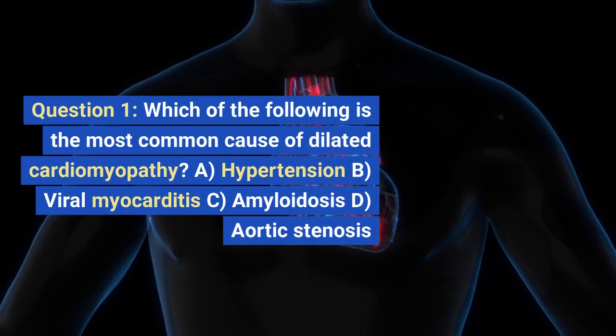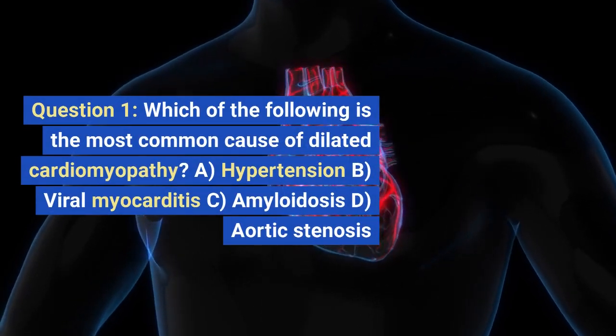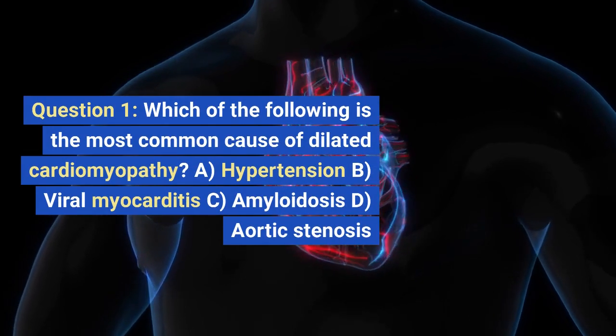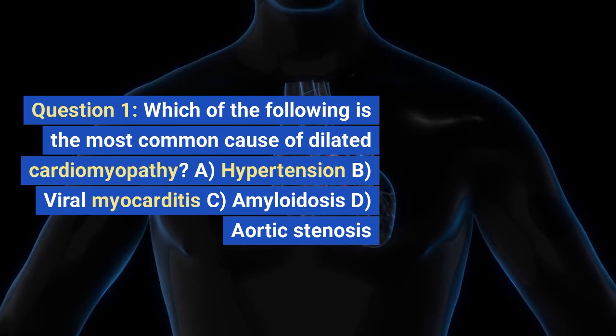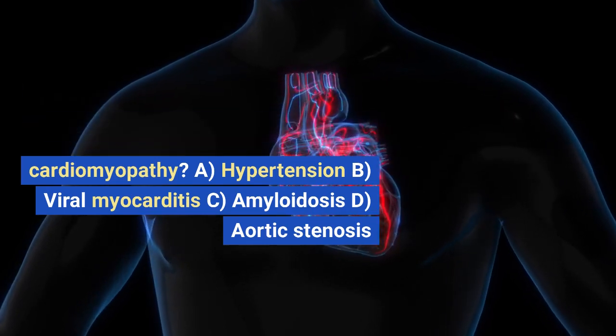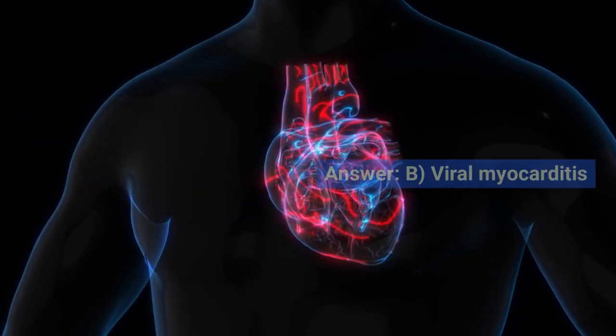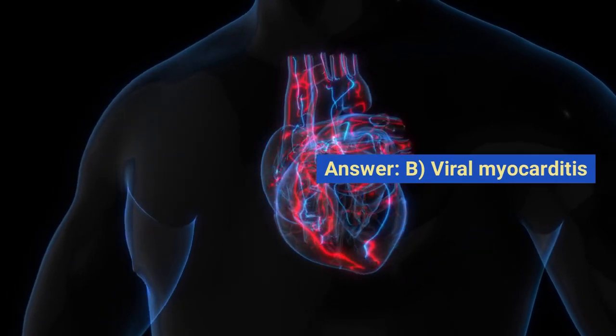Question 1. Which of the following is the most common cause of dilated cardiomyopathy? A. Hypertension. B. Viral myocarditis. C. Amyloidosis. D. Aortic stenosis. Answer: B. Viral myocarditis.